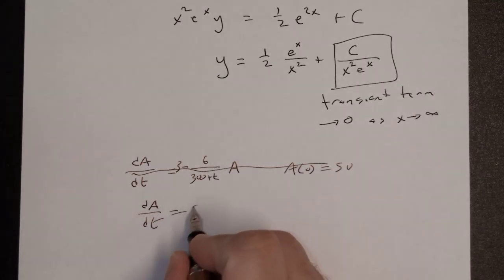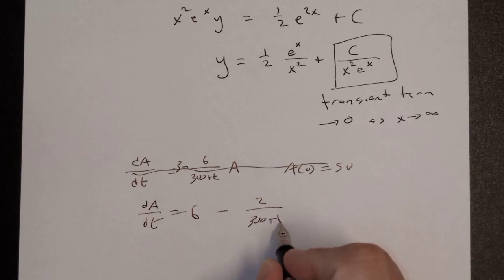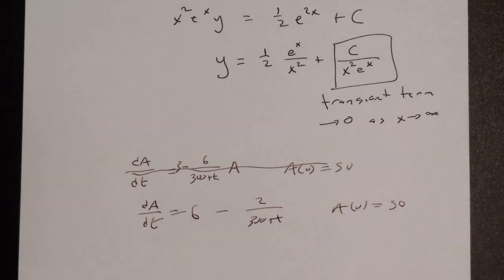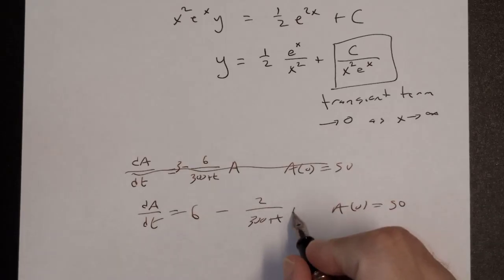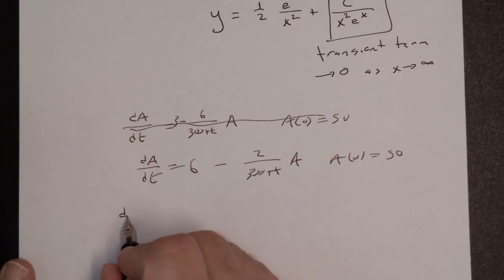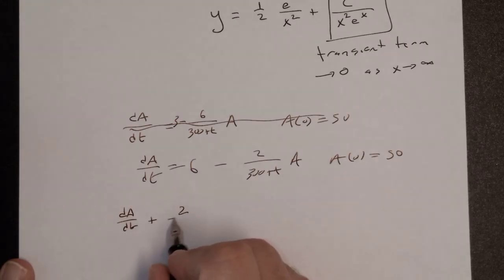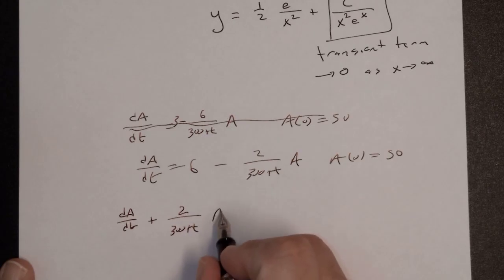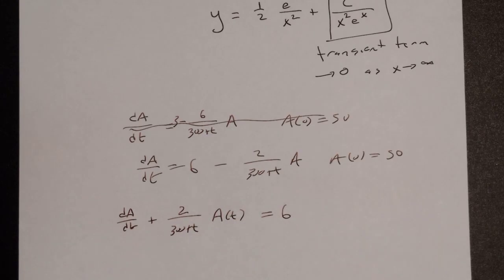dA/dt equals 6 minus 2 over 300 plus t, A, and A of 0 equals 50. That's not separable because of the 6. But it is linear if I put that term on the other side, A of t. dA/dt plus 2 over 300 plus t, A of t equals 6. I have a p of t, not p of x, but it's still linear.